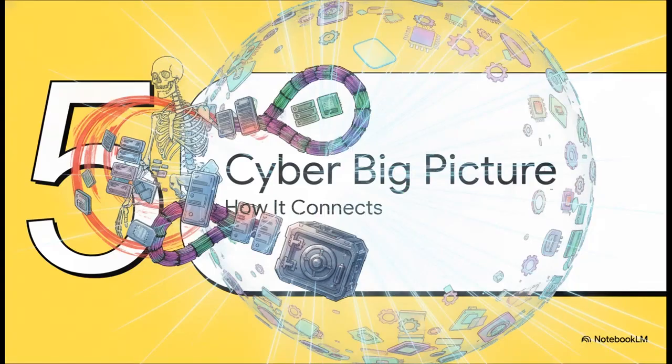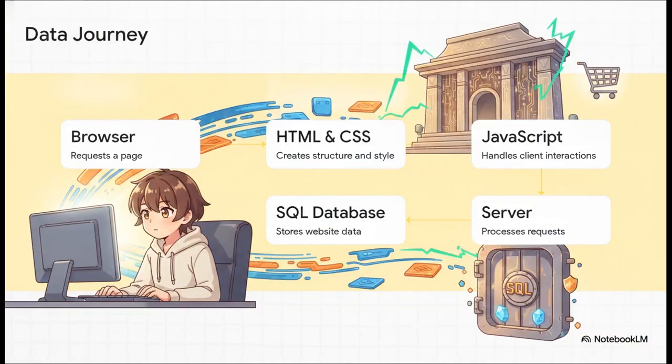Bringing it all together in Section 5, the cybersecurity big picture. Let's trace how all these individual pieces build a complete data journey. It starts with your browser requesting a page. The server sends back the HTML for the structure and the CSS for the style. Then JavaScript steps in to handle immediate client-side interactions. When you finally click checkout, that request travels all the way back to the server, which securely uses SQL to update the database vault. It's a living, breathing ecosystem.